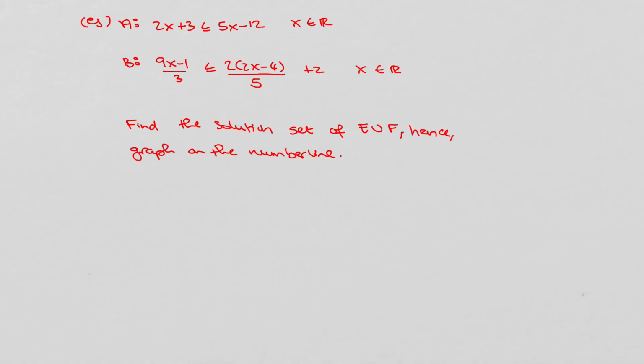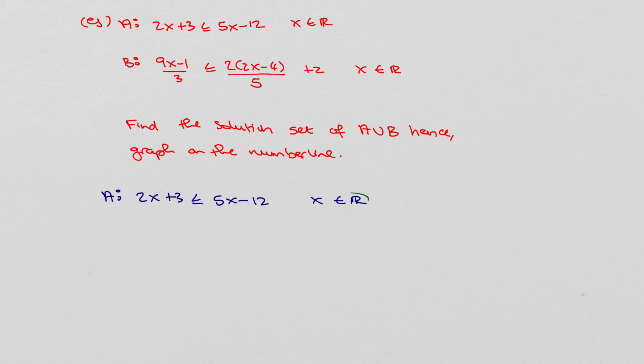Okay, so final example. Here we have two separate sets, set A and set B, and we're asked to find the solution set of A union B. So we're going to find the solution set of A union B, and then hence we're going to graph it on the number line. So we're going to look at A first of all.